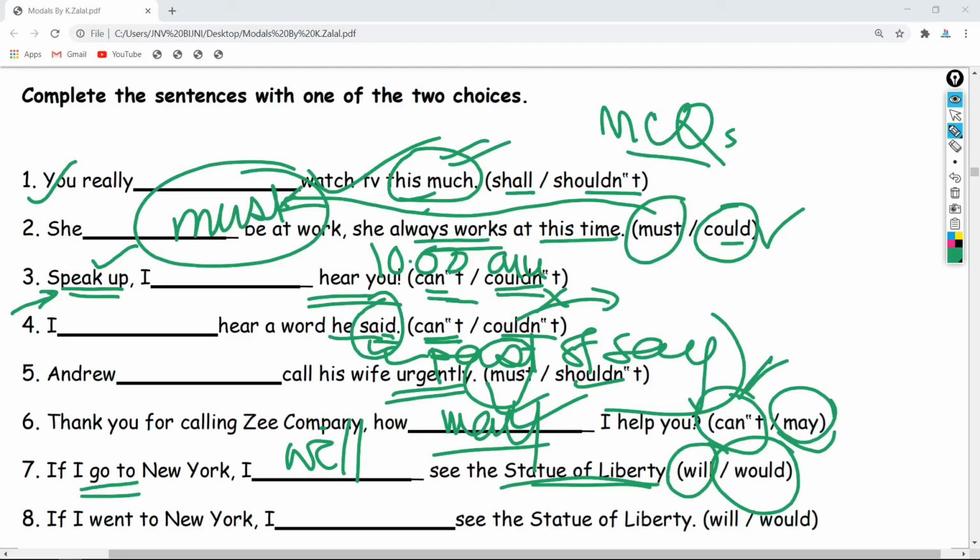Last one, let us see. If I went to New York, I dash see the Statue of Liberty. Here you see beautiful differences, and this one is the past tense. A similar type of sentence. If I went there, अगर हम गए होते कहाँ, न्यूयॉर्क में, तब हमको देखने का मौका मिलता. In place of will, there will be would.